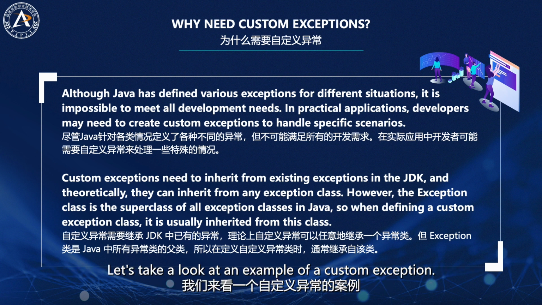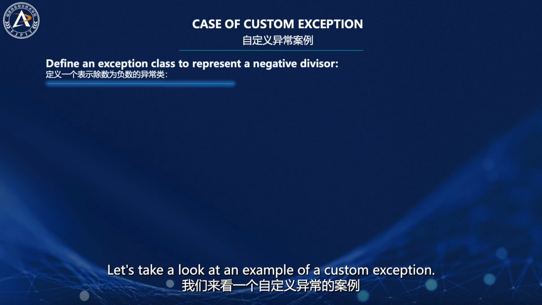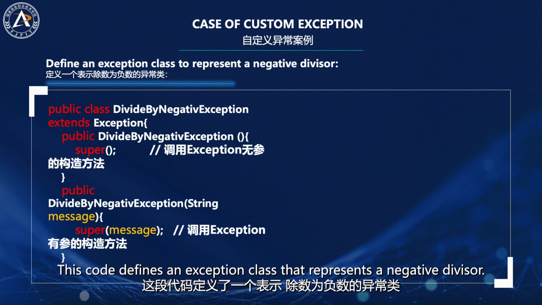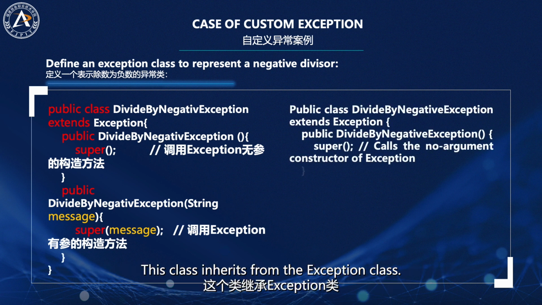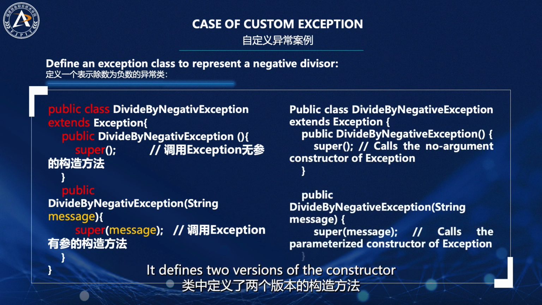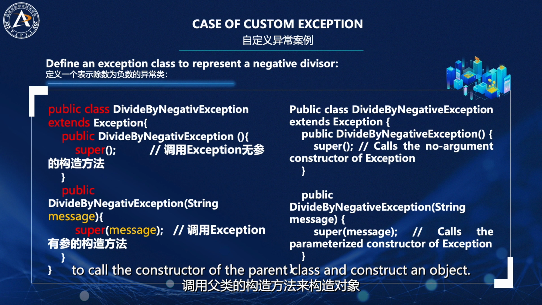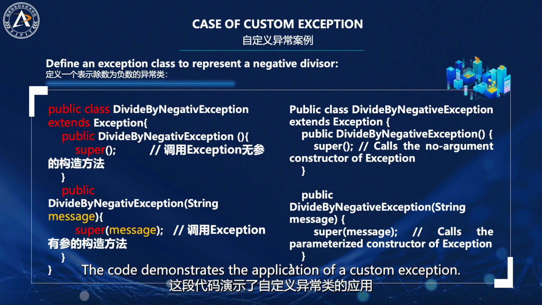Let's take a look at an example of a custom exception. This code defines an exception class that represents a negative divisor. This class inherits from the Exception class. It defines two versions of the constructor, each using the super keyword to call the constructor of the parent class and construct an object.